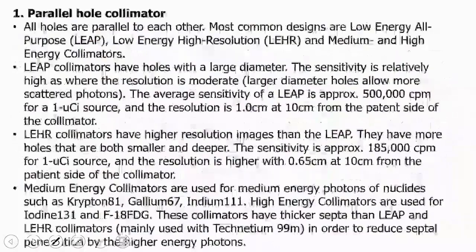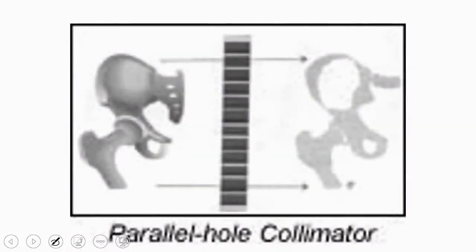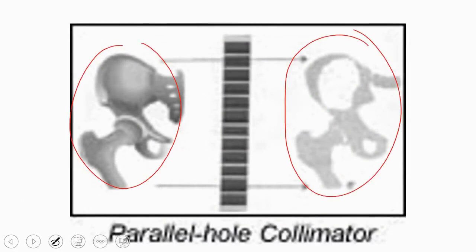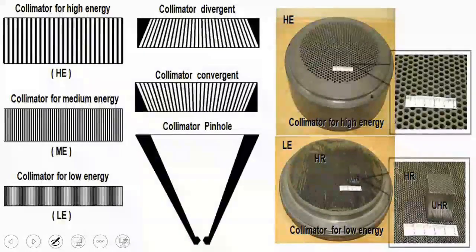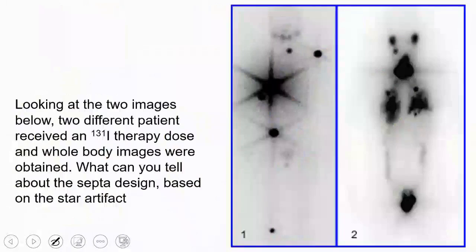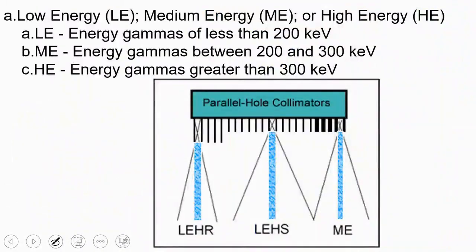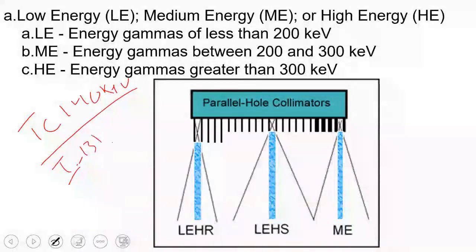Now let's talk about the parallel hole collimator. You see, the image that is captured gives you the same picture with the same dimensions and size. Now, here is the shape of the collimator from the inside and the shape of the holes that are present. Now, I have a radioisotope like technetium with an energy of 140 keV. I have iodine-131, for example, which has an energy of over 300 keV, and I have something like gallium-67, which has an energy in the range of 200 keV.